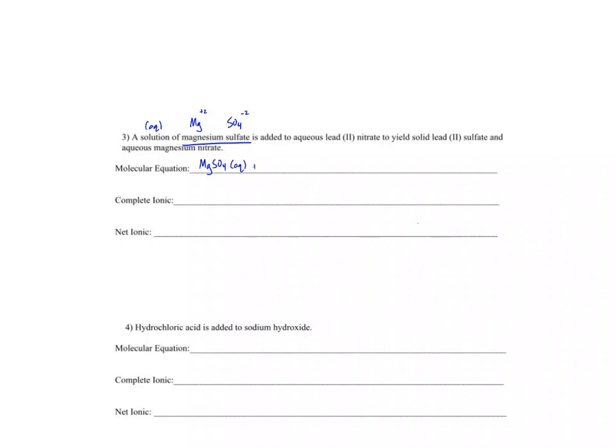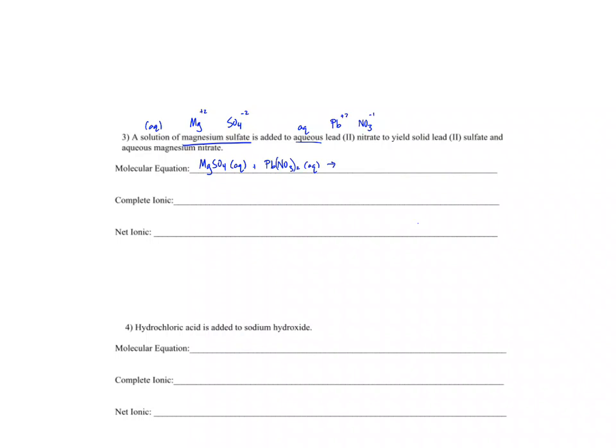Okay, it's added to lead(II). So lead has a symbol of Pb. The 2 means it's got a +2 charge. Nitrate is a polyatomic ion, NO3, and it's got a -1 charge. So lead nitrate would be Pb(NO3)2, because it's lead(II). And this is aqueous, which means it's also (aq).